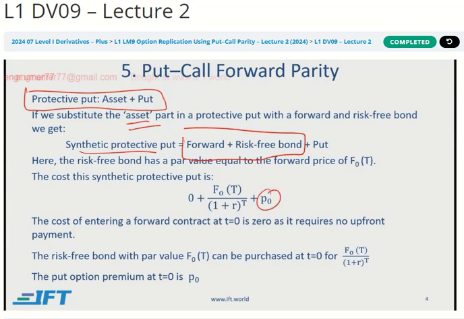So the put option is the same as before, but instead of the stock or the asset, what we have is this forward plus the risk-free bond. And why is there a zero in place of the forward? Because the forward contract has no cost of entering. It requires zero upfront payment. Whenever you get into a forward contract, the value at initiation is zero, and therefore the payment required is also zero. And therefore you see the value that we write over here for the forward is zero.